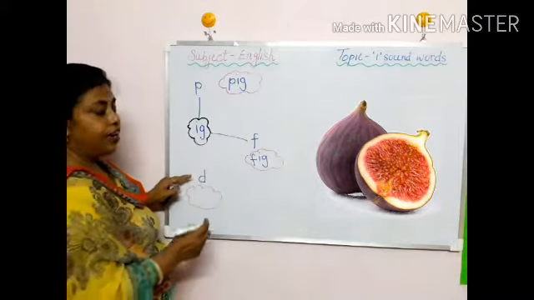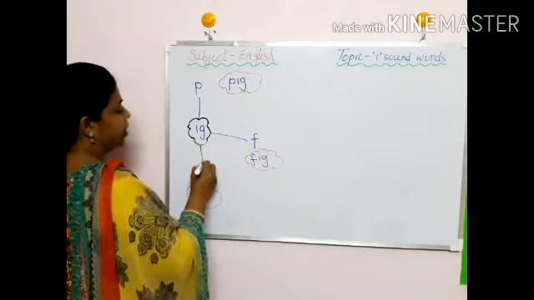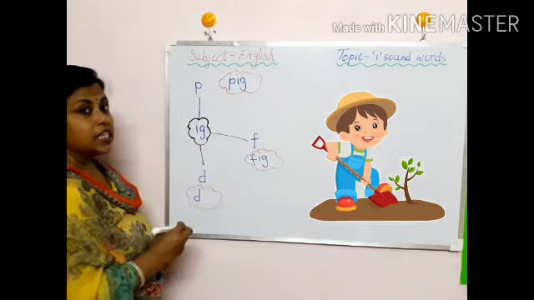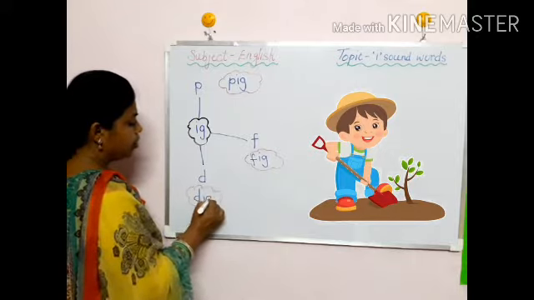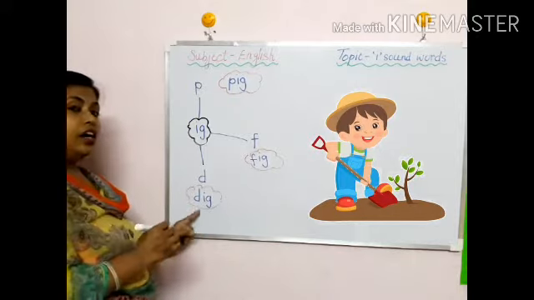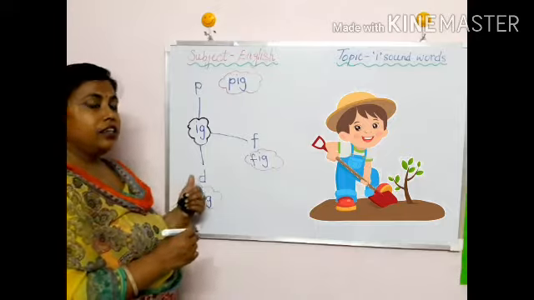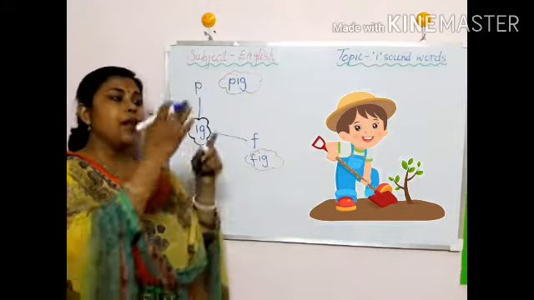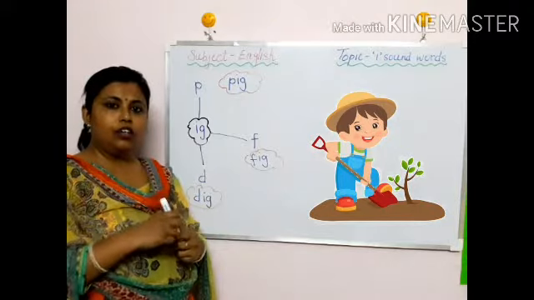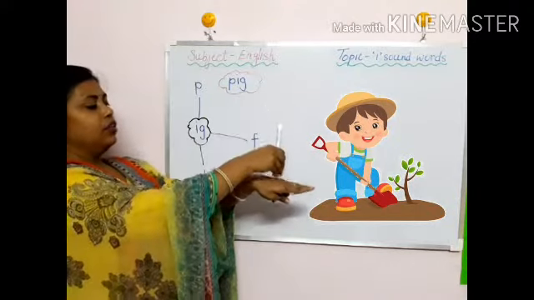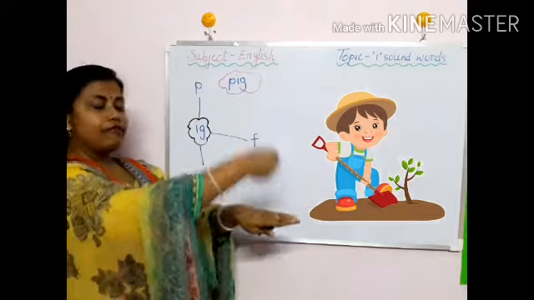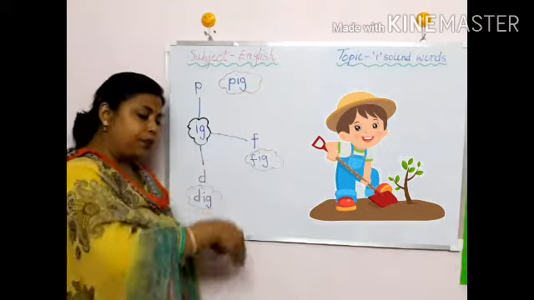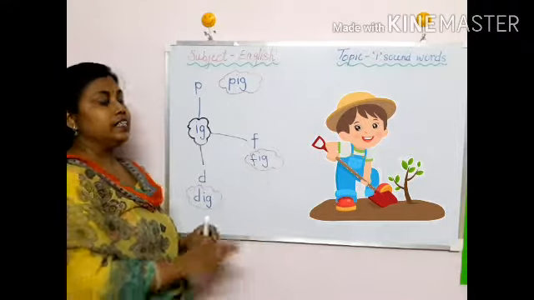Next, who will become the friend? D, ig. Dig. D sounds d. Ig. D-i-g, dig. Dig means, see, when you want to plant a tree, what do you do? You just take the plant and put it on the ground? No. You have to dig it. You will dig. Then you put the plant. Then you cover it. That is dig.